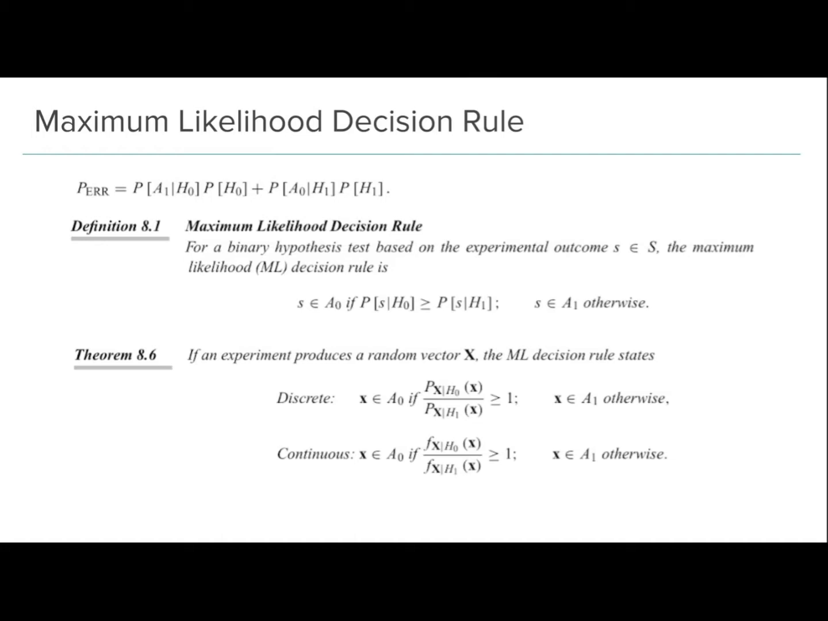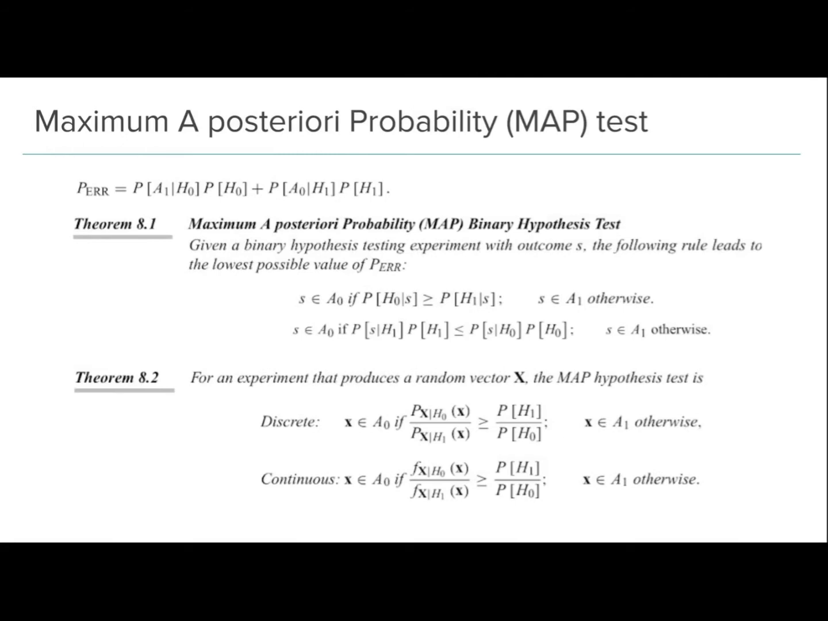So if you look at theorem 8.6, if the experiment produces a random vector x, the discrete decision will be: x will belong to A naught if P of x given H naught of x divided by P of x given H1 of x is greater than or equal to 1, and if it is continuous, x will belong to A naught if f of x given H naught of x divided by f of x given H1 of x is greater than or equal to 1, right? So this is similar to the MAP test, except that we assume P of H naught and P of H1 to be equal, right?